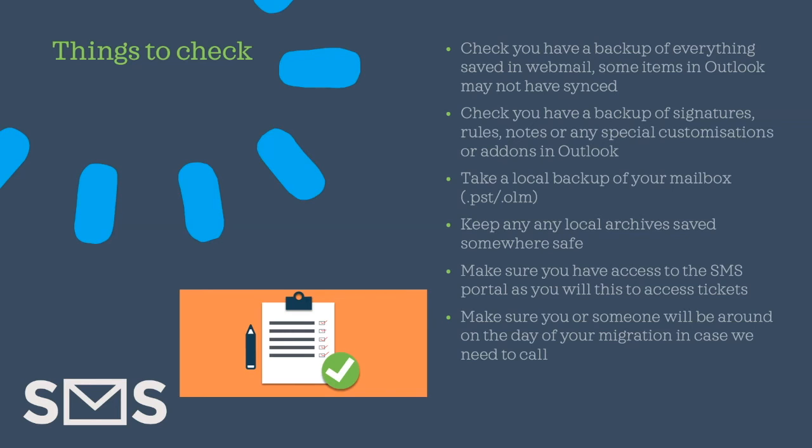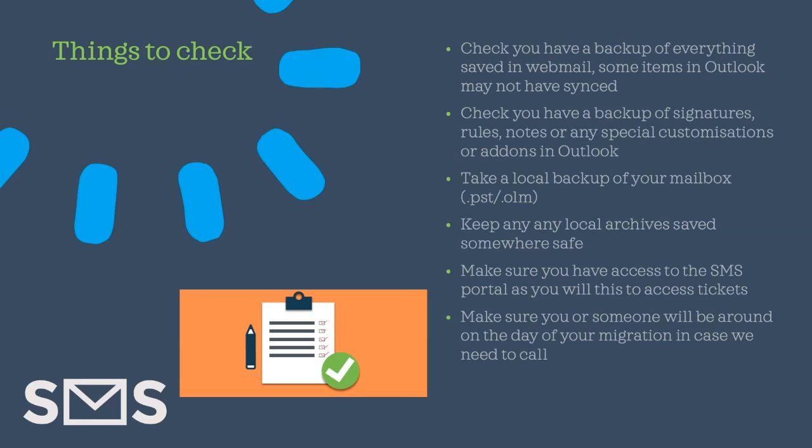We also check that you have backups of things like signatures and rules and any notes that you've got. I know a lot of people do use notes in Outlook. They will have to be backed up separately. Or any special customizations or add-ons that you use in Outlook, they will all need to be made a backup of as well. Take a local backup of your mailbox.